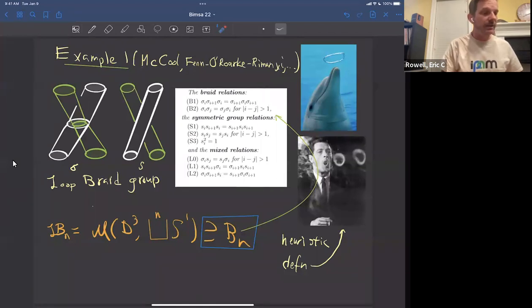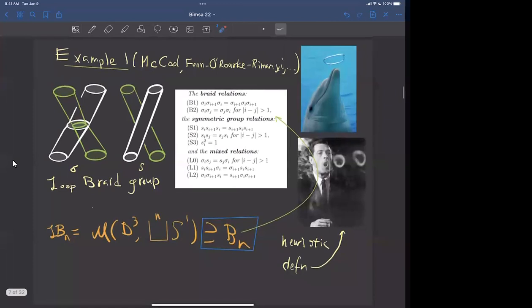So that is the loop braid group, and we'll be focusing a little bit on that one. Are there any questions? Is this clear? What's going on here? Yes, it's clear. Great. Okay.